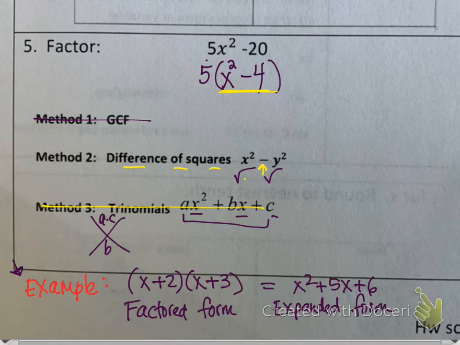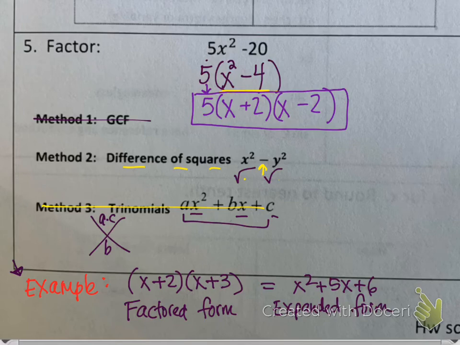So for difference of squares, you open up 2 sets of parentheses. You alternate the signs, one's a plus and one's a minus. And then the first term, which was x squared, gets split in the front spots. X squared is x times x. And then the back term, which is 4, gets split in the back spots of each parenthesis. So the square root of 4 is 2. So 2 times 2 would give you the 4. And then the 5 that you factored out in the very beginning, that just goes in the very front. So this is completely factored.